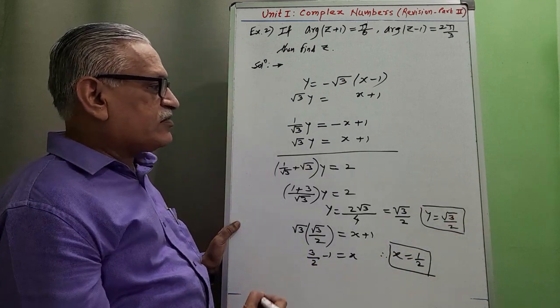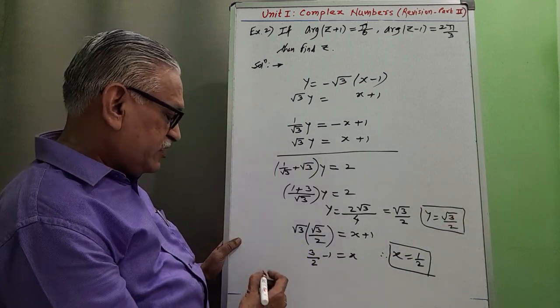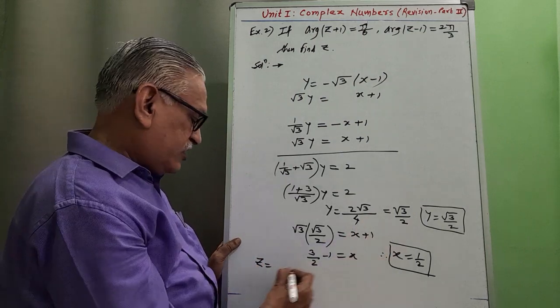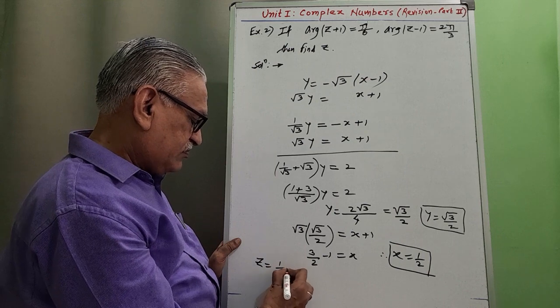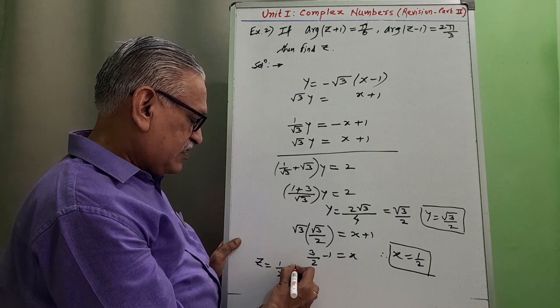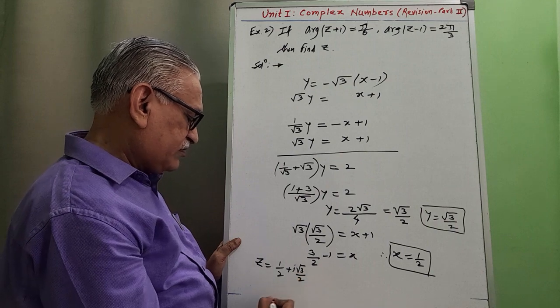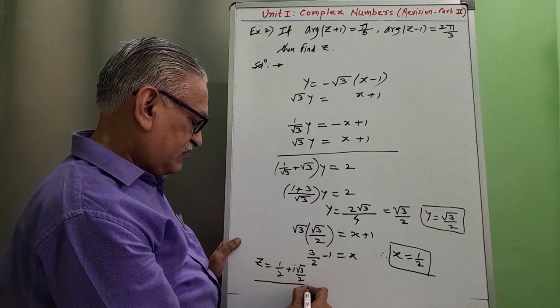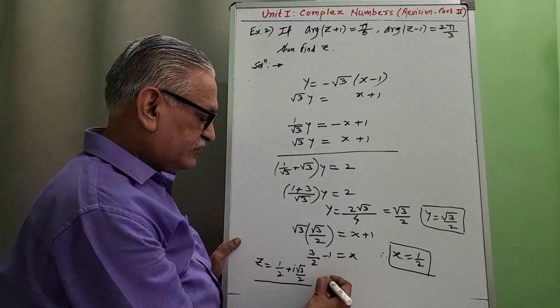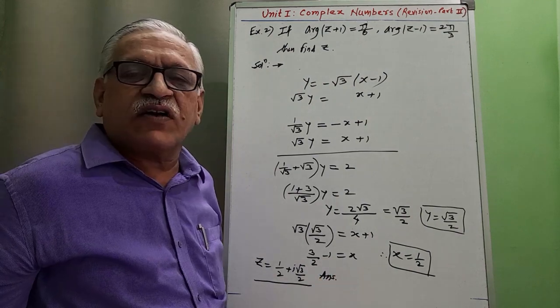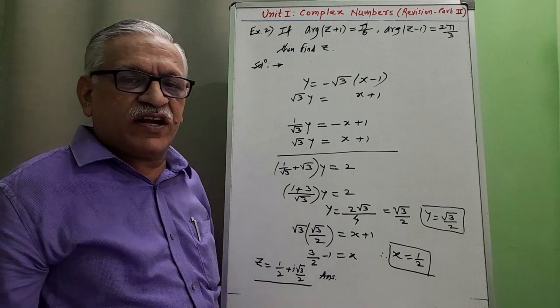And therefore that complex number is z is equal to x plus iy. X is 1 by 2 plus i times square root of 3 divided by 2 is the required complex number or the required answer.